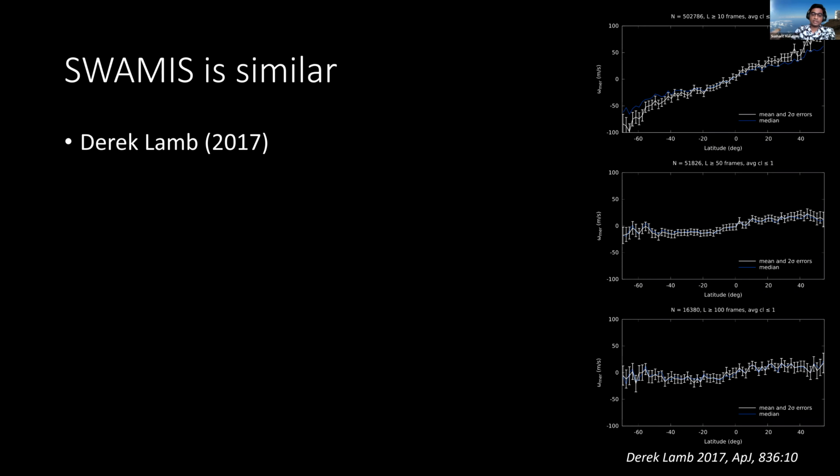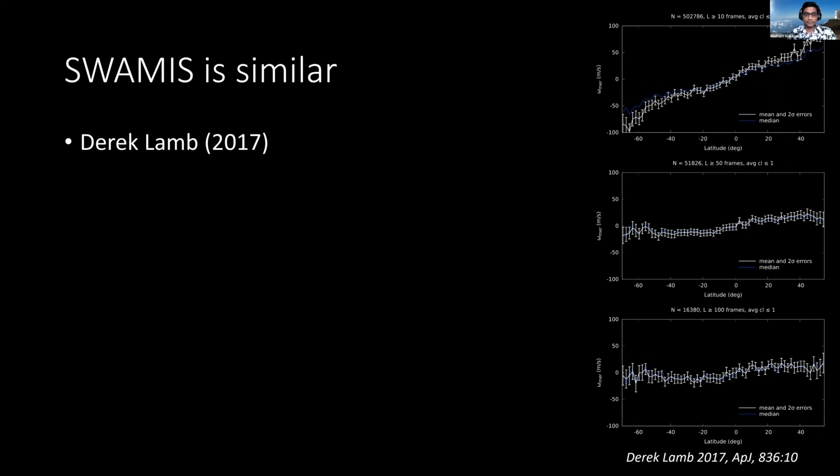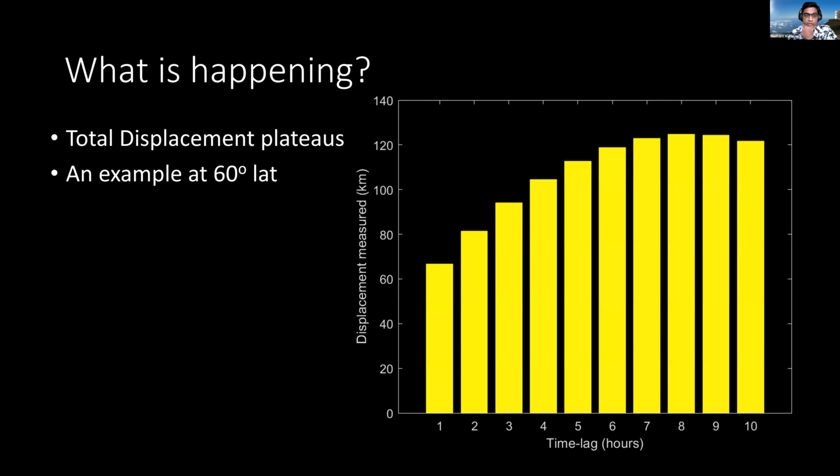Even Löptien et al. in 2017 got similar results. They published a paper calling it the shrinking sun effect, although their bias was in the opposite direction. Their systematic bias was something like a pseudo flow pointing towards this center, whereas what we see here is supporting differential rotation on the right and going against rotation on the left. So what we're seeing is like a pseudo flow away from this center. All right. So what is happening?